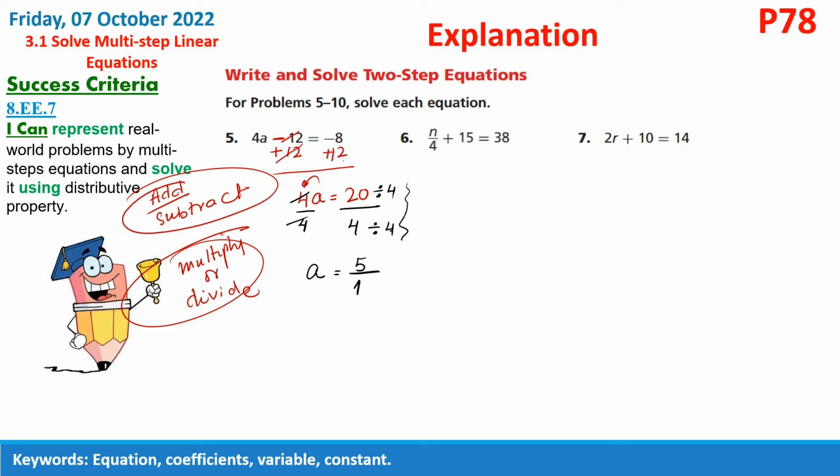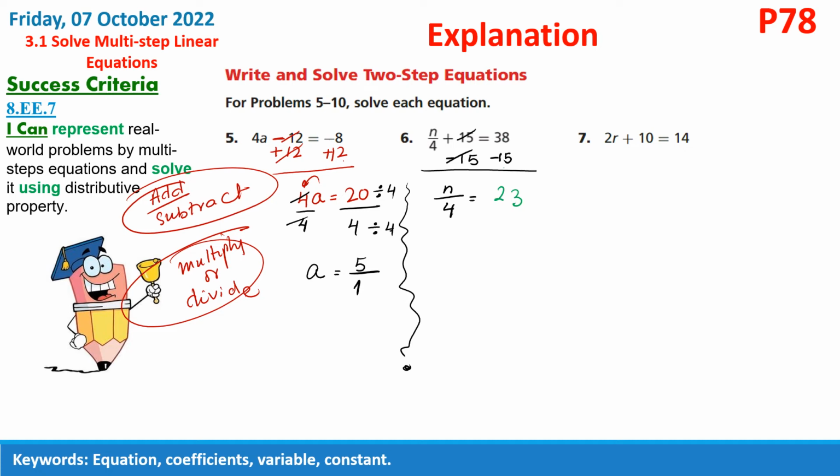Let's try question number 6. There is plus 15 here. So first of all, cancel the plus 15. In order to cancel plus, we change it into minus, on this side also and this side also. Plus 15 cancels with the minus 15. So what is left? N divided by 4 equals. Now subtract. 8 minus 5, 3. 3 minus 1, 2.